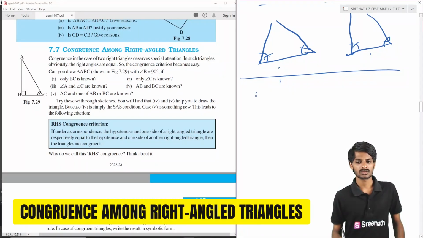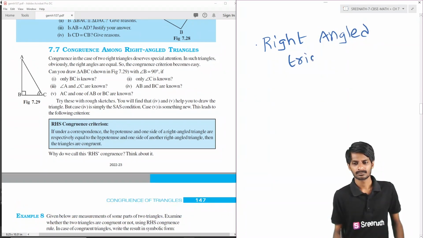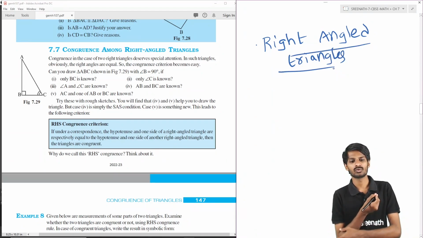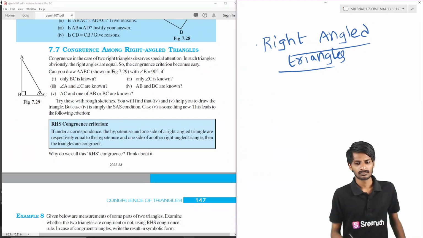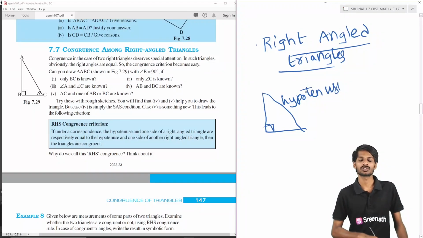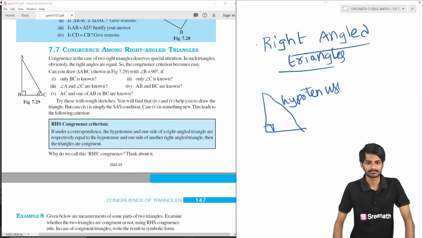So next, students, is congruency of right angle triangles. In the case of right angle triangles, how will we do it? We know right angle triangles have a 90 degree angle, and the side opposite to the right angle is the hypotenuse. So what is the congruency rule for right angle triangles with the hypotenuse, when will two right angle triangles be congruent?